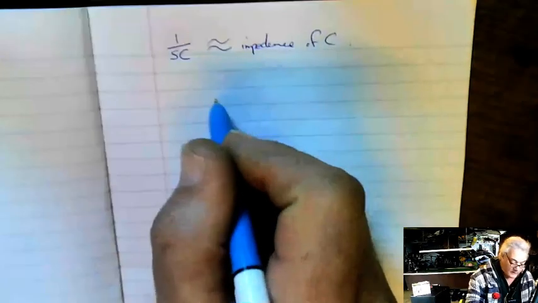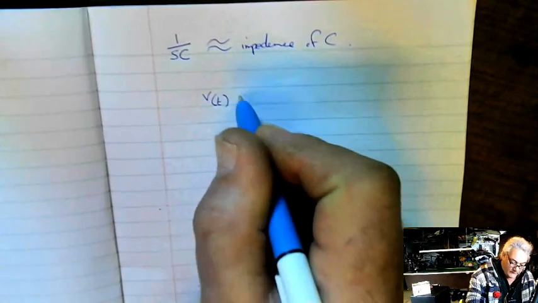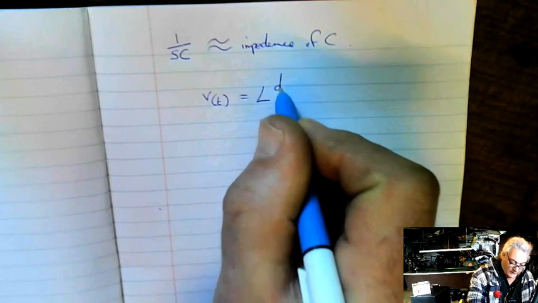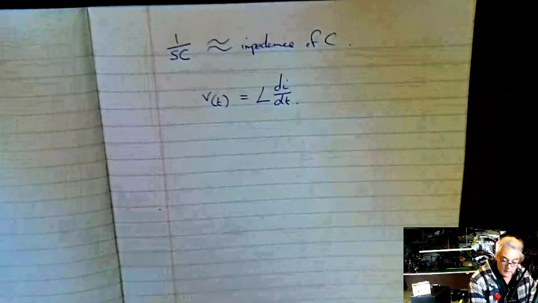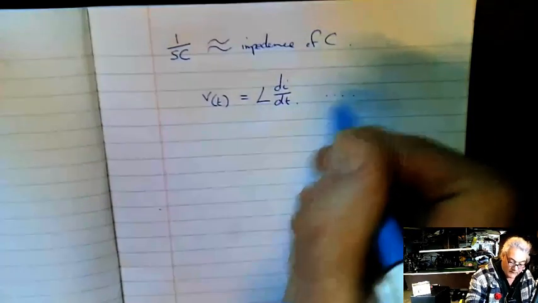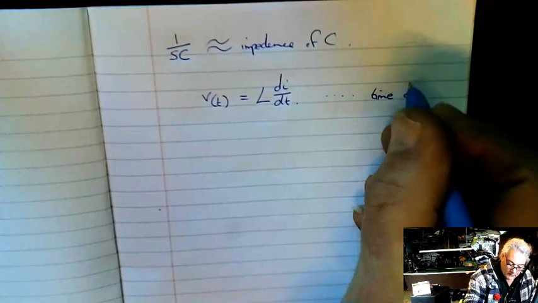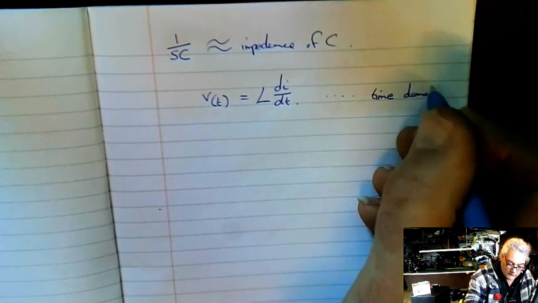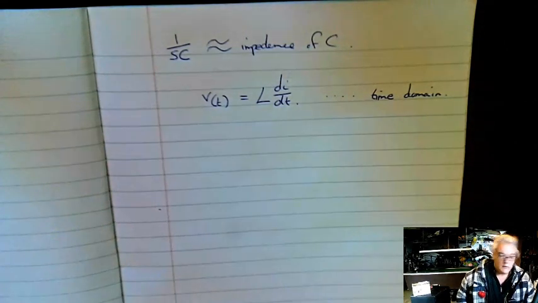Well, for an inductor, first of all, we need an equation to describe it, and we have V of t is equal to L di by dt, and clearly that's in the time domain because it's got the t's there. Now what Laplace is doing is he's using a transform to go from the time domain to the frequency domain. You can also go from the frequency domain back to the time domain.